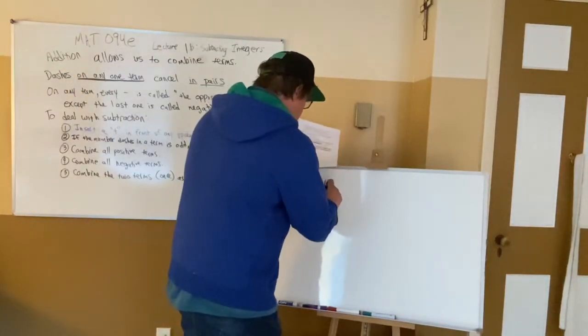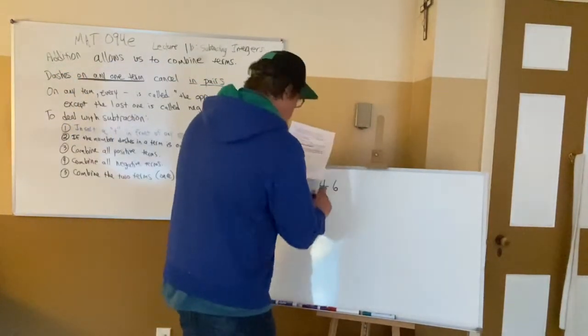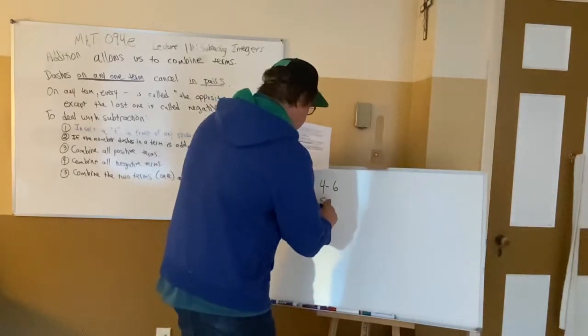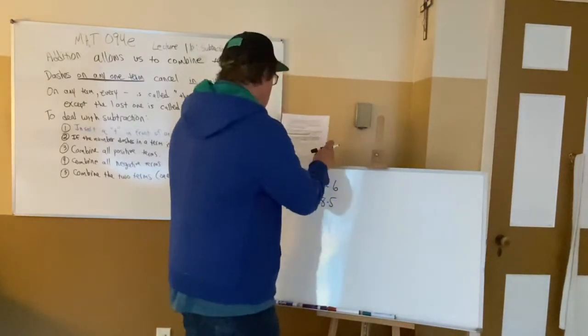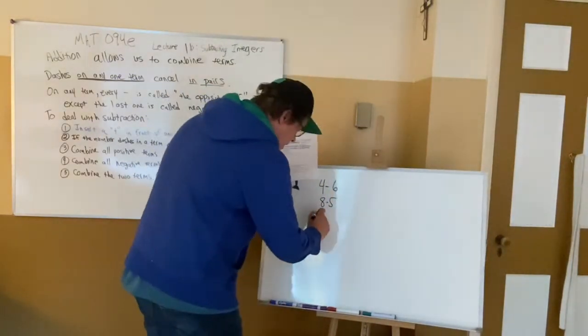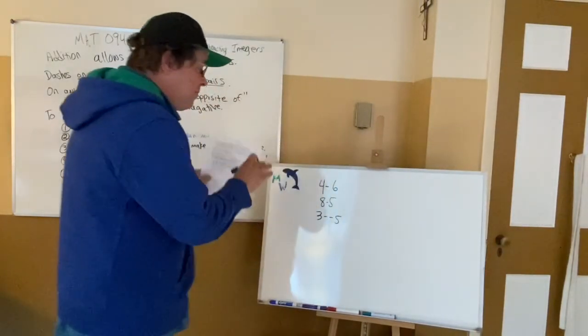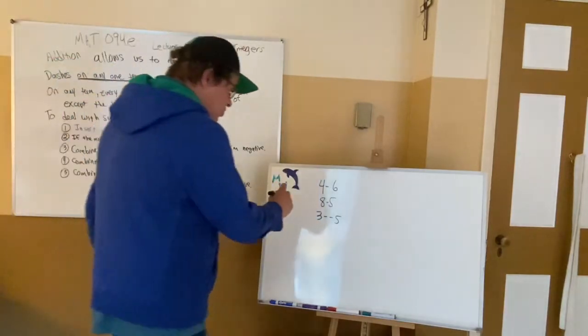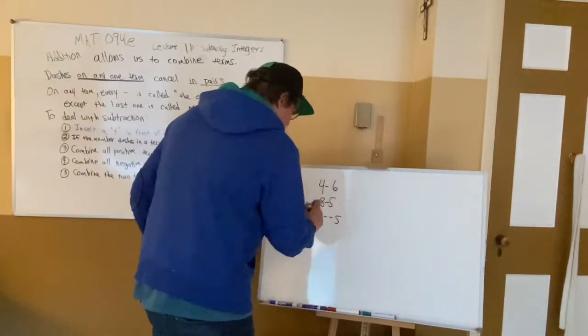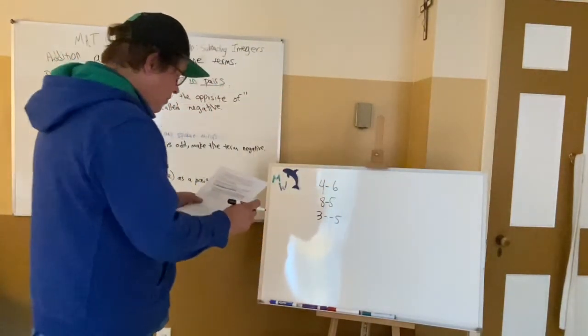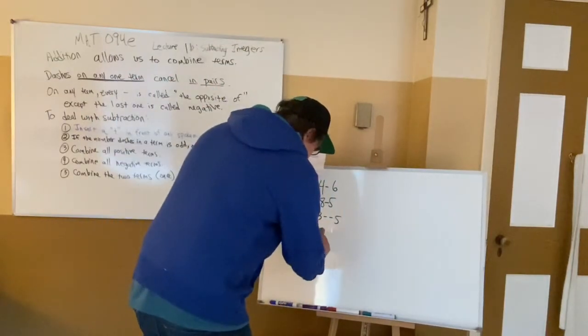So we're going to go 4 minus 6. We're going to go 8 minus 5. We're going to go 3 dash dash 5. That should be called 3 minus negative 5, but if you're writing it, you might just write 3 dash dash 5 and you're ready to proceed with what's coming after it. 4 dash dash 2.